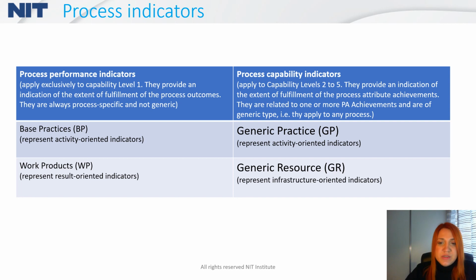One is the process performance indicator, and the other one is the process capability indicator. The process performance indicators, which apply exclusively to capability level 1, provide an indication of the extent of fulfillment of the process outcomes. The process capability indicators, which apply to capability levels 2 to 5, provide an indication of the extent of fulfillment of the process attribute achievements.